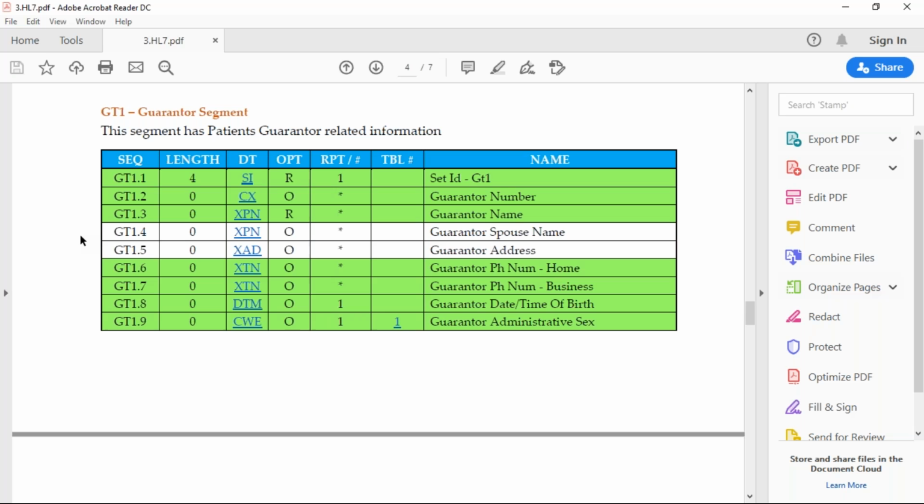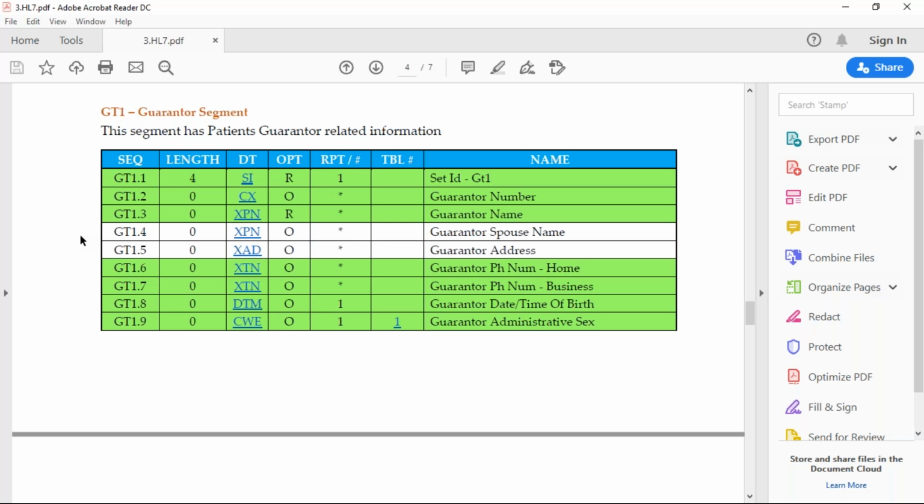If the patient himself is the guarantor, you will see the PID segment and the GT1 segment having the same name. But if the patient is a child, then the father's name will be represented in GT1. This applies across everything: wherever someone is drawing their insurance from some other person, you will see that the patient name is different and the guarantor name is different.